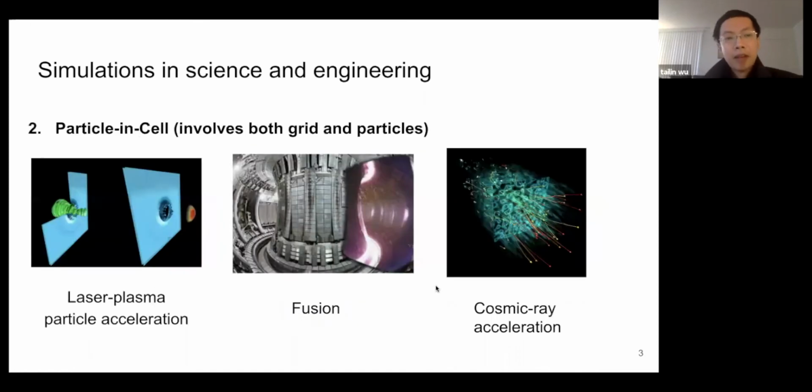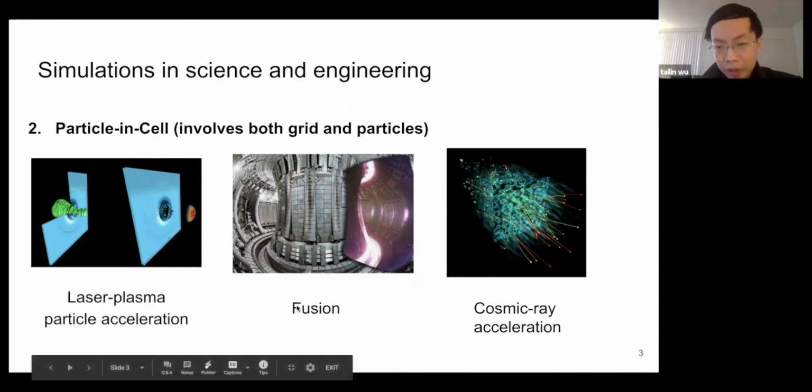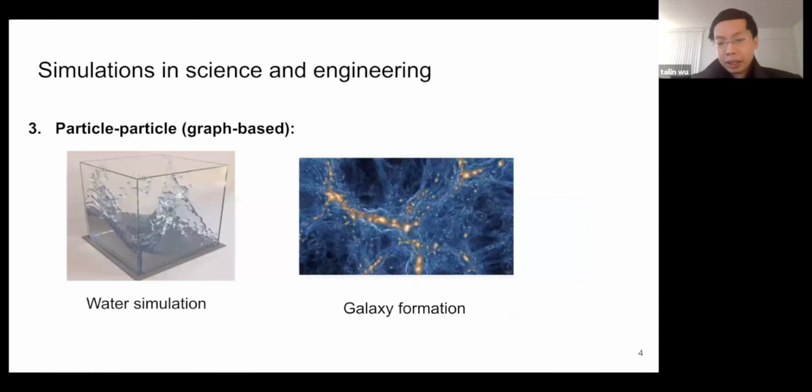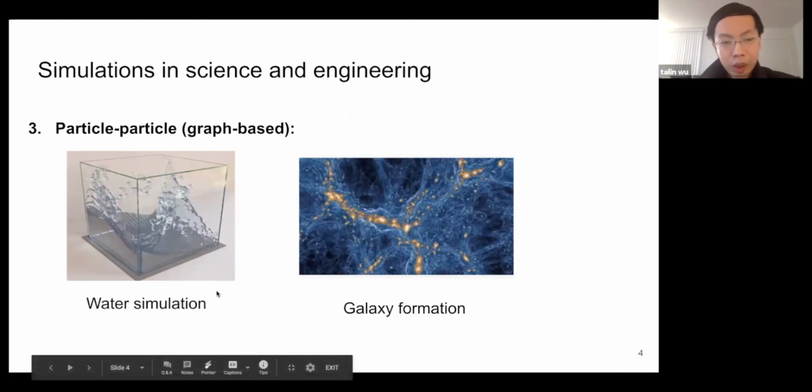Secondly, we have the simulation that involves both the field and the particles, in which we will have the simulation using the particle-in-cell method. This includes laser plasma particle acceleration, fusion, and also cosmic ray acceleration. And thirdly, the simulation contains particle-particle interactions, and it usually uses the graph-based method. For example, we can have water simulation and also some simulations in astronomy.